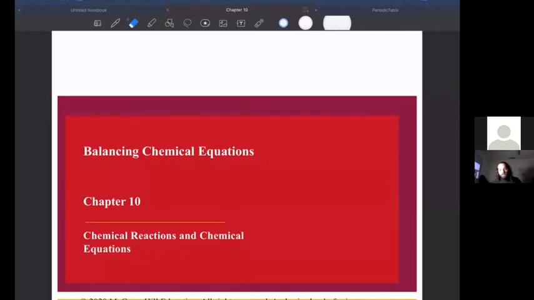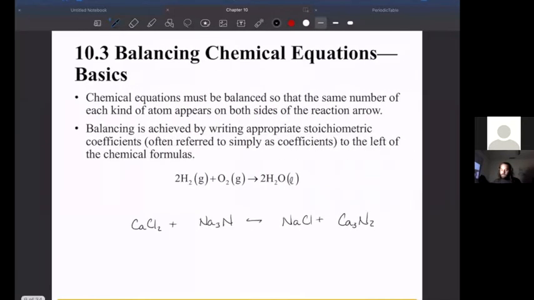Okay, so now that we've looked at chemical equations, we need to learn this important skill of balancing our chemical equation, right? So I gave you this example last time, of hydrogen and oxygen reacting to form water. Balancing a chemical equation is all about making sure you have the same number of elements on the one side of your chemical equation as you do on the other side.